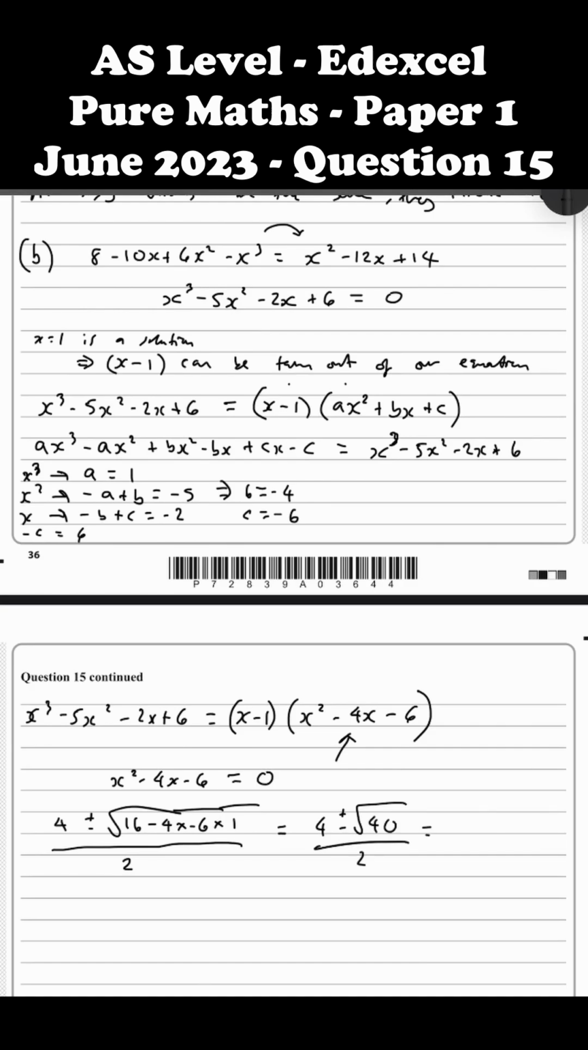Square root of 40 is the same as the square root of 4 times the square root of 10. So if I rewrite that, I get 4 plus or minus the square root of 4, which is 2, root 10, over 2, which is 2 plus or minus the square root of 10. We know that k is less than 0 from the question. Therefore, k equals 2 minus the square root of 10.